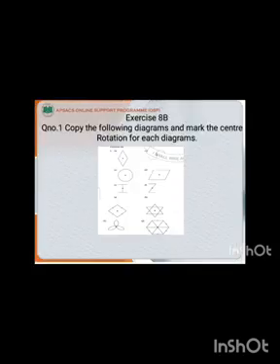Question number 1 of Exercise 8B is: copy the following diagrams and mark the center of rotation for each diagram. Diagrams are given. You have to remember the center of rotation. The center of rotation is a fixed point around which a figure rotates. For the solution of these questions, you will simply put a small mark in the middle of each shape.